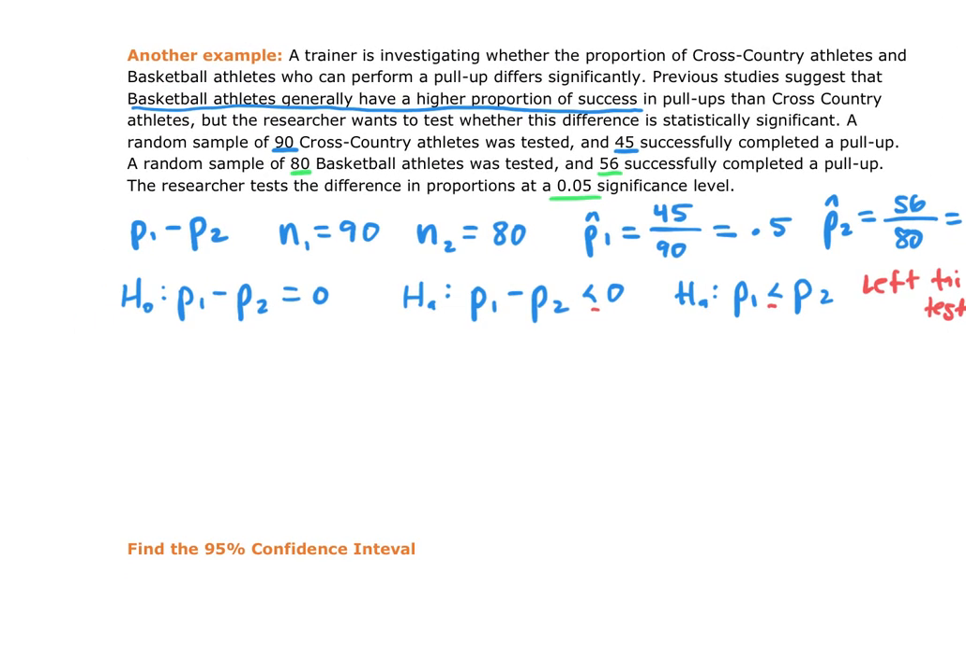So let's do the check of the assumptions. To do that, we need the pooled proportion, P pooled, or PP, which we take as the sum of the successes, 45 plus 56, over the sum of the sample sizes, 80 plus 90. So 101 over 170, which gives us a pooled proportion of 0.59.